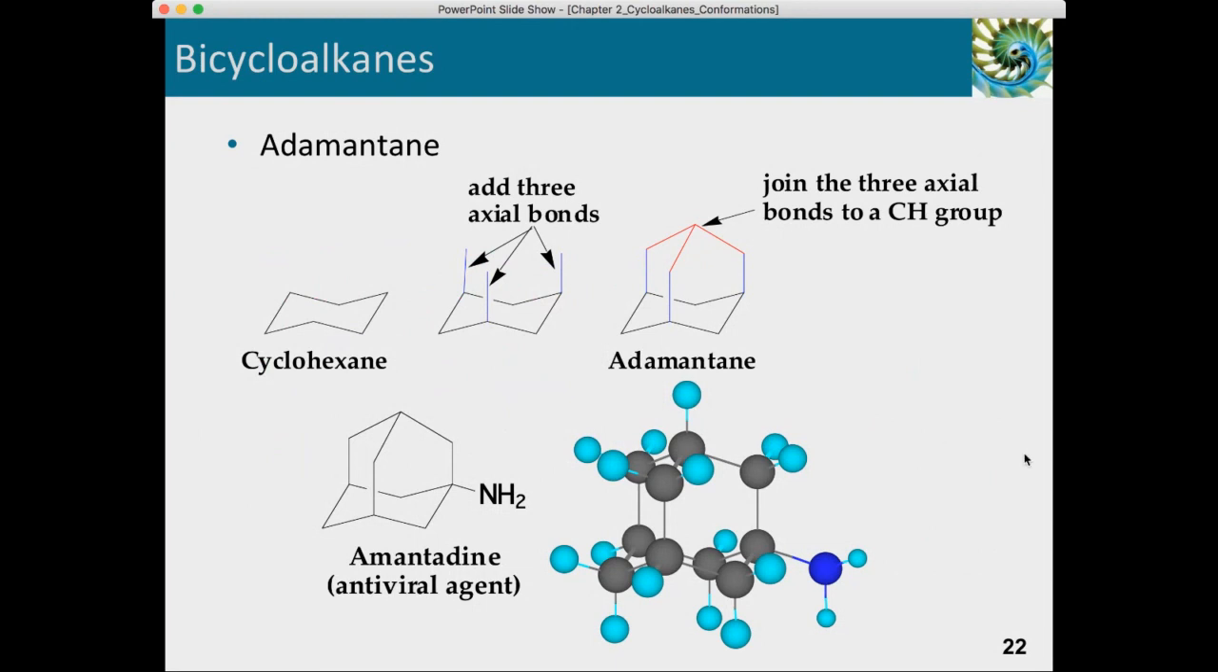And one of the most widely seen bicycloalkanes is adamantane, in which basically you have this conformation here. This is the compound. And in the compound, because these three groups are bonded by one CH group, the compound is basically forced into this conformation. This compound is called amantadine. Amantadine is basically a drug used as an antiviral agent.